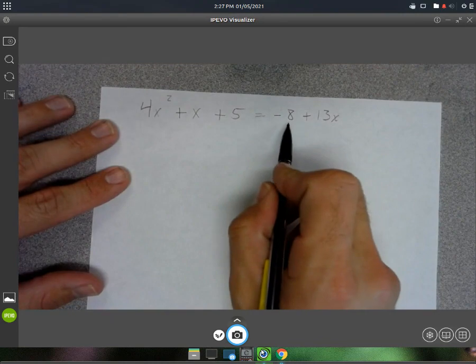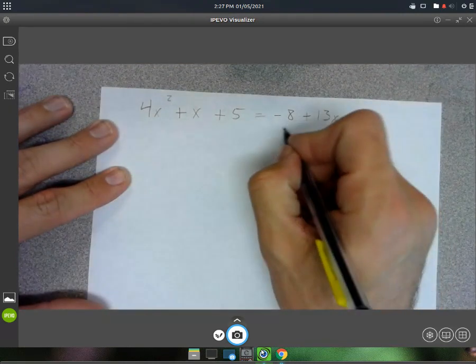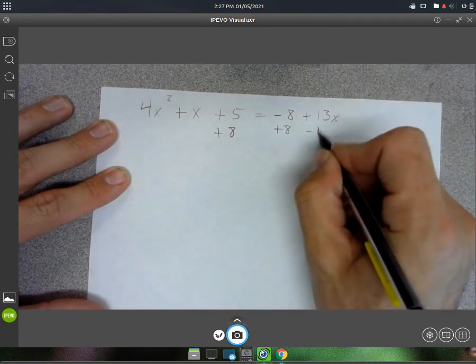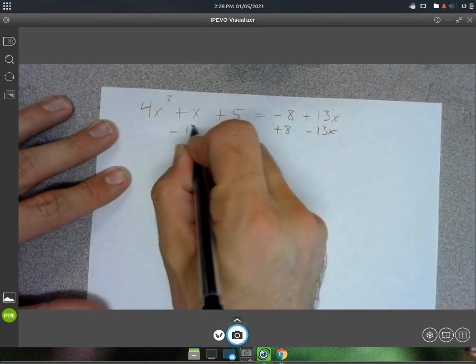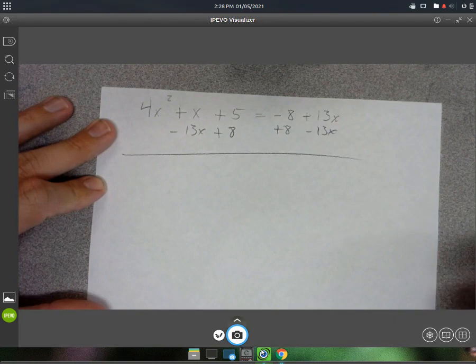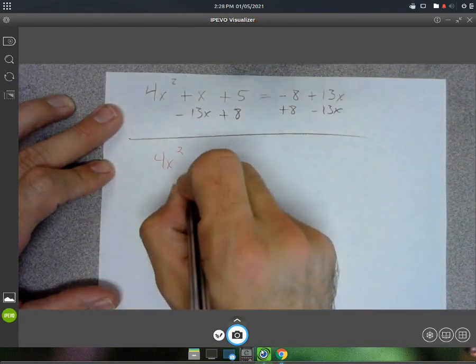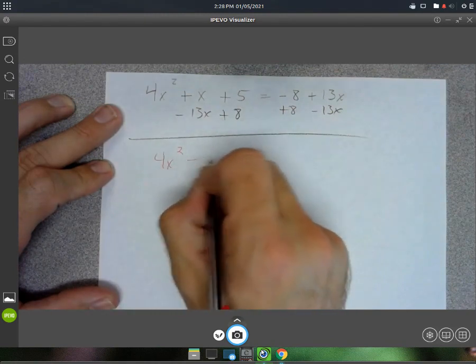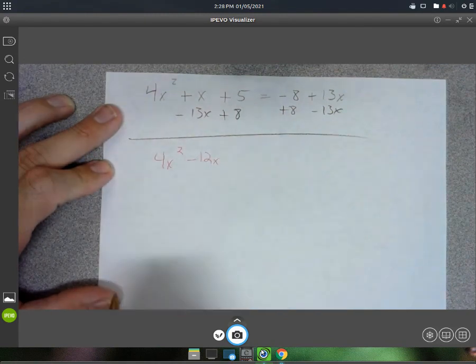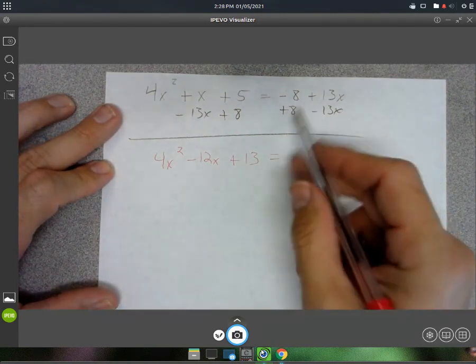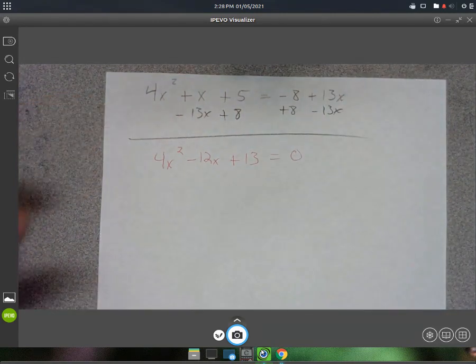Here, let's go ahead and move this to the left side. So add 8 to both sides. Subtract 13x from both sides. You're going to get 4x to the second minus 12x. And then 5 plus 8 is a 13. And then these just cancel, so you get 0.